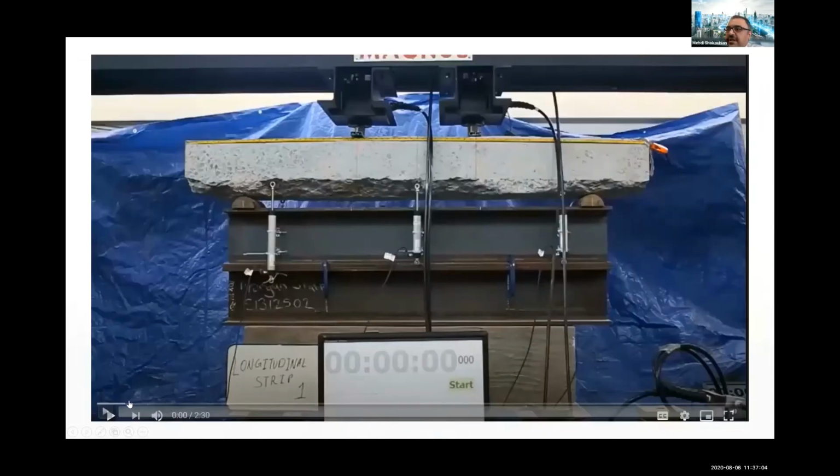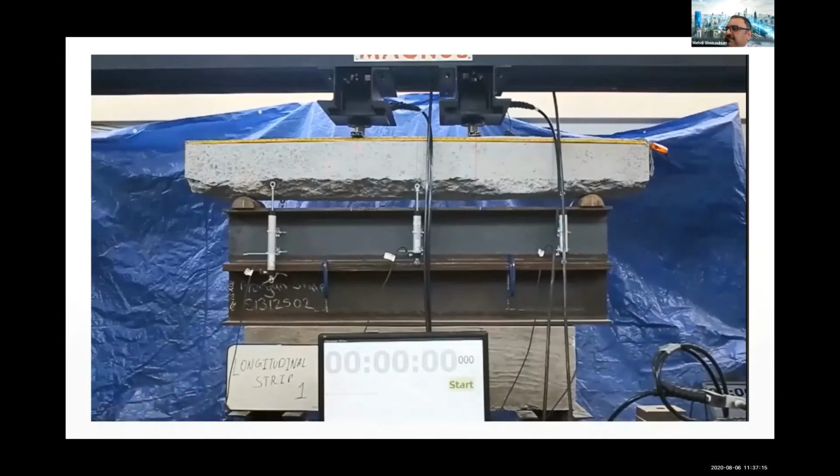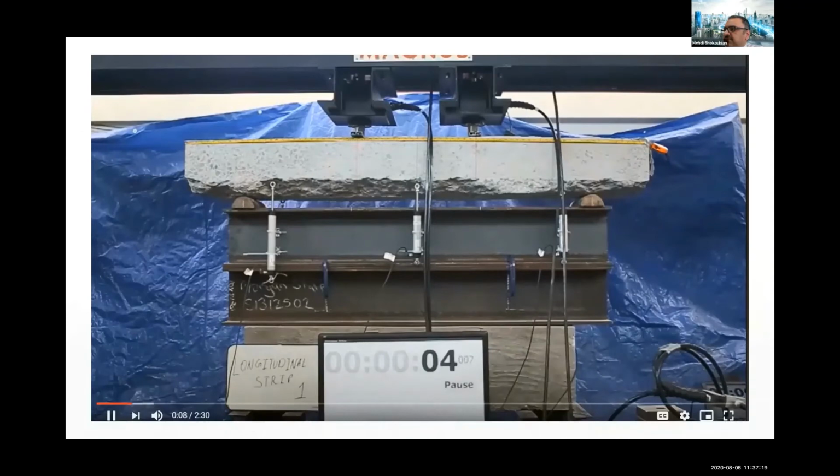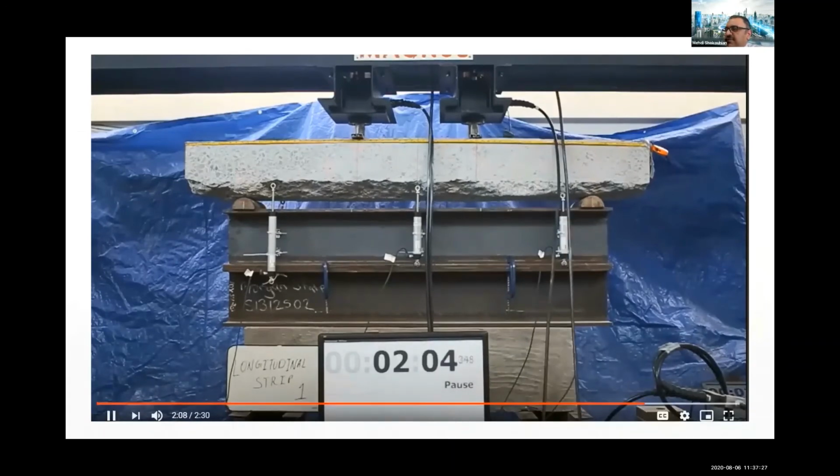So here you see a test that we have done, for one of them, I think it's the longitudinal one. And 3, 2, 1, go. This was conducted in the Materials and Structures Lab at Morgan State.